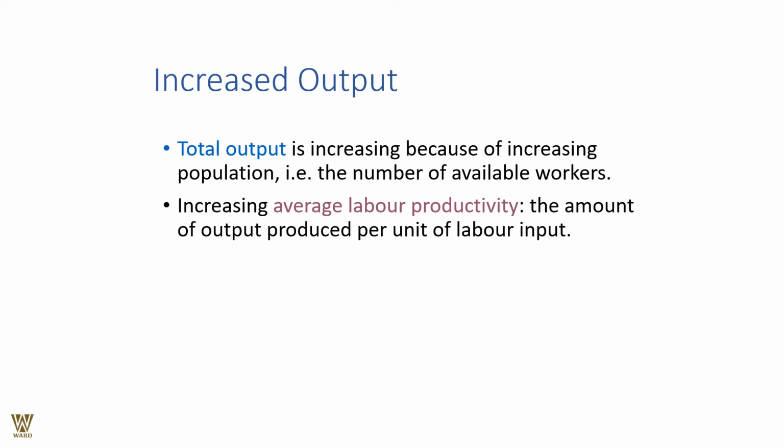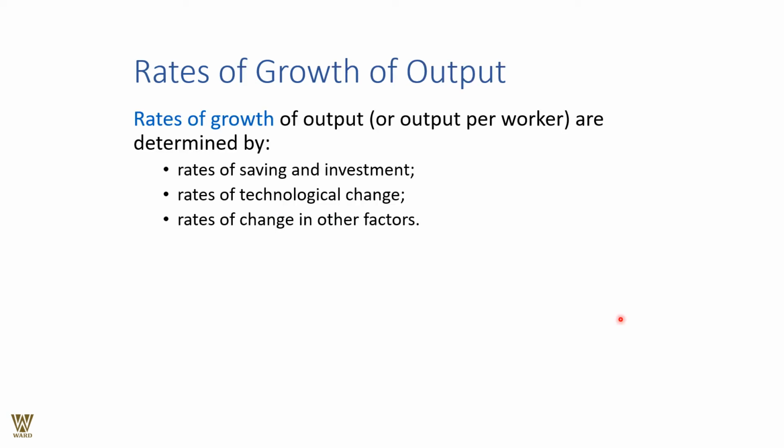Increasing average labor productivity, the amount of output being produced per worker, is what we are looking forward to: increased output, so the rate of growth of output. Now, can we maintain this rate of growth, or can it be improved incrementally over a period of time? What is the rate of growth? It is the output per worker.